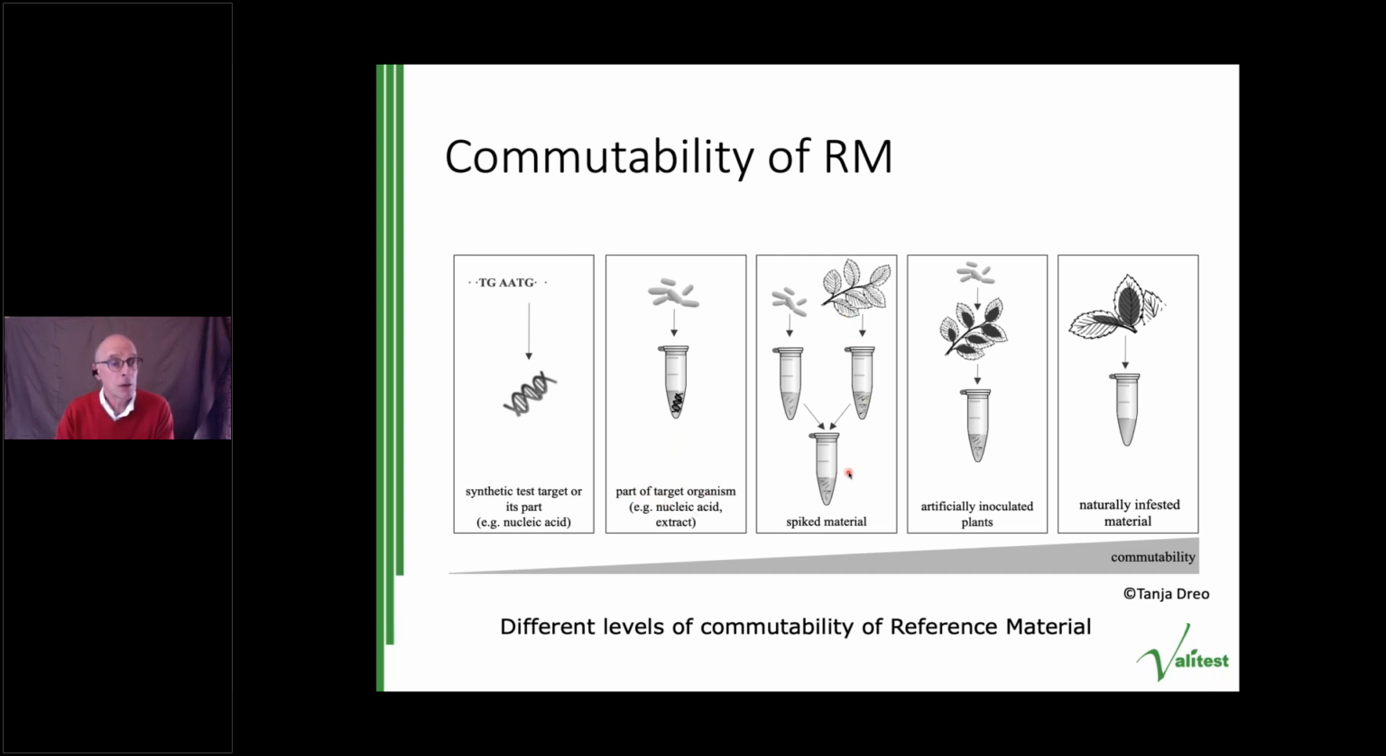You have spiked material, and that can either be something from a collection, so purified bacteria. You have a healthy plant material. You mix both, and you have spiked material, preferably or sometimes with known concentrations. You can have artificially inoculated material in which you have a healthy plant, you inoculate it with a particular pathogen, and then you use that infected material to produce your reference material, or you can actually just collect material from the wild, and then you get field working material. Again, increasing levels of commutability of reference material.